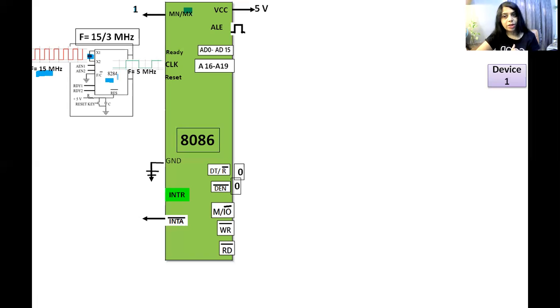The ready pin of 8284 is connected to the ready pin of 8086 and the reset pin of 8284 is connected to the reset pin of 8086. Now you can see here the ground is connected to the ground and VCC is connected to 5 volt. Now what are the connections on the right hand side?